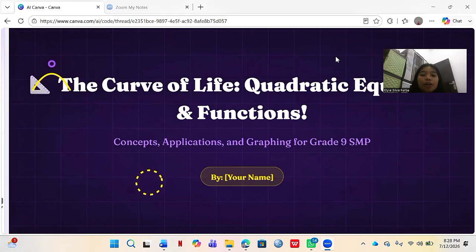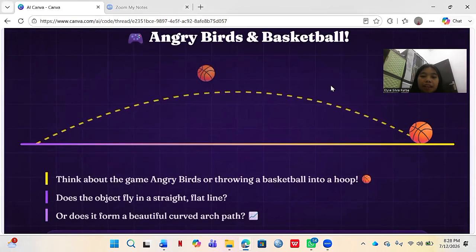Today, we are going to explore a very interesting and visual topic, quadratic equations and functions. This topic is widely used in physics, sports, and architecture. Let's get started.